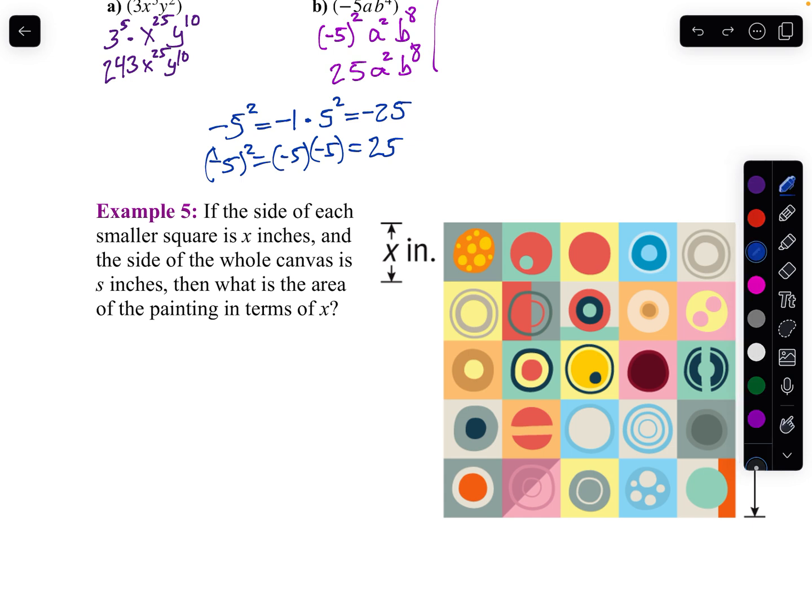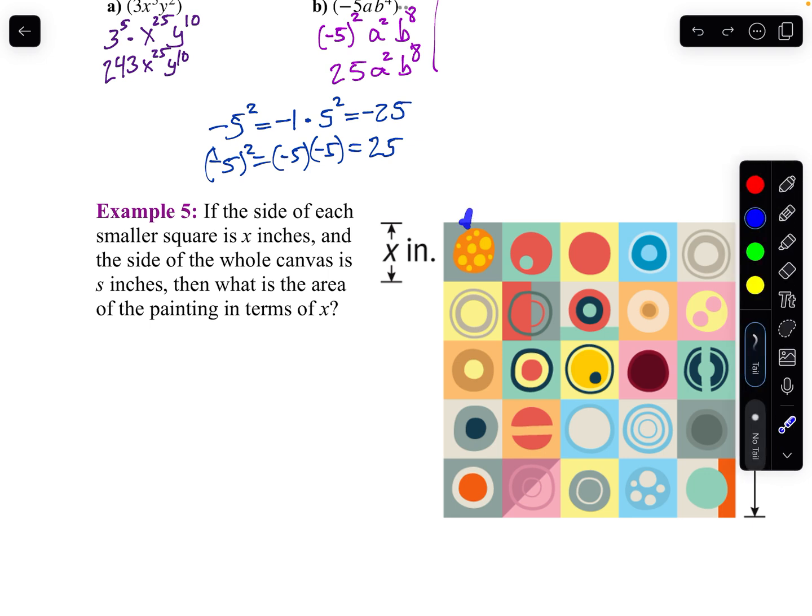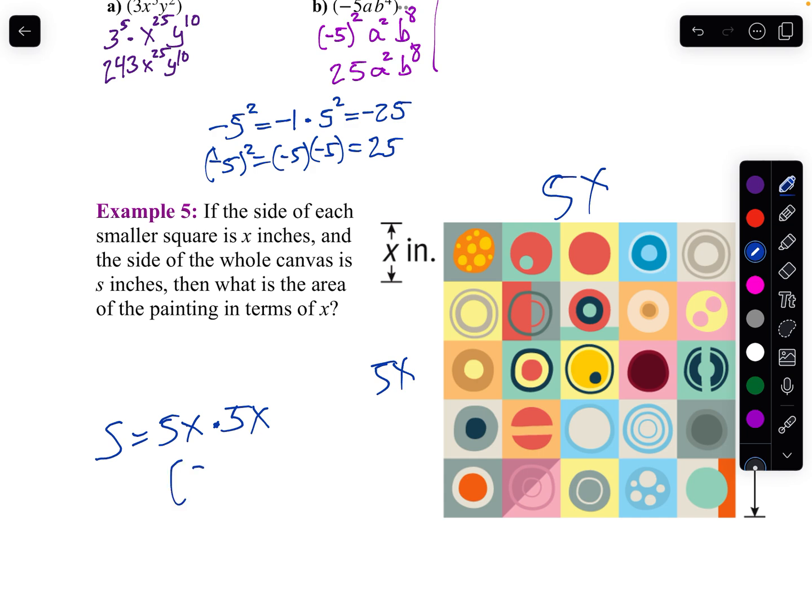Well, notice if I just count here, I got 1, 2, 3, 4, 5. So I know my length is 5x. I know my width is 5x. So s is 5x times 5x, or you can even say (5x) squared. 5 squared is 25, x squared would be my expression for s in terms of x. And there we have it.